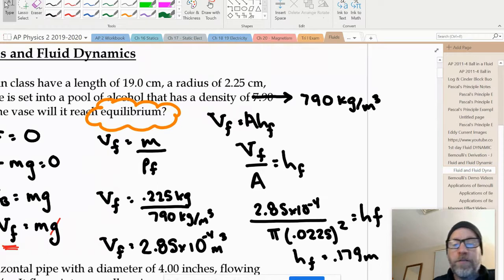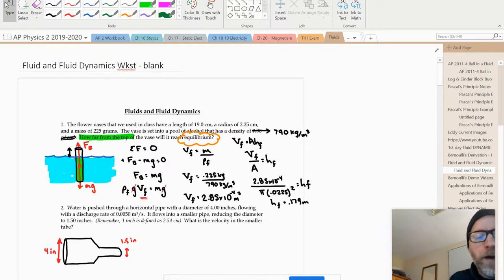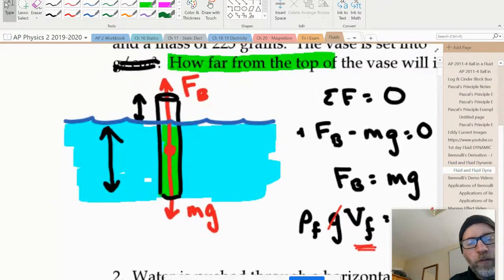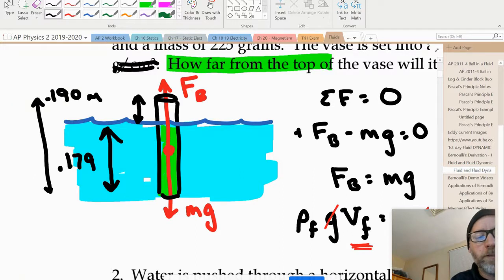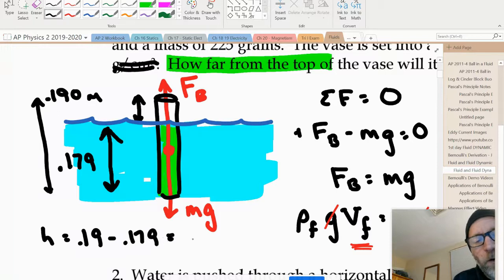Now, if that is true, then that means this value right here, the amount that's under the water, is 0.179. And since the total height is 0.190 meters, that height above the surface, I don't know what you want to call it. How about H? Is that 0.19 minus 0.179, or 0.011 meters?